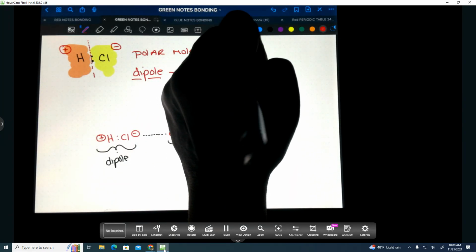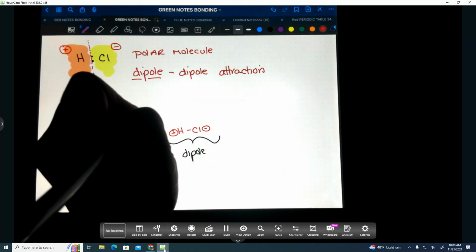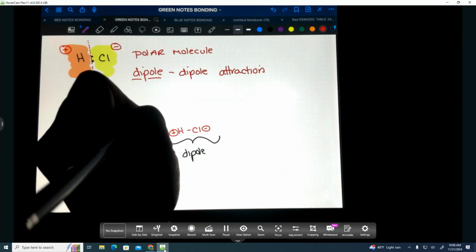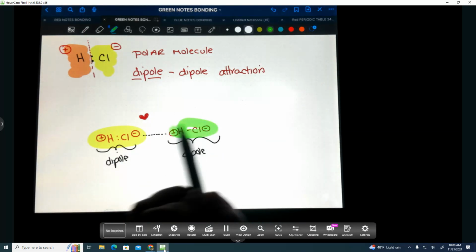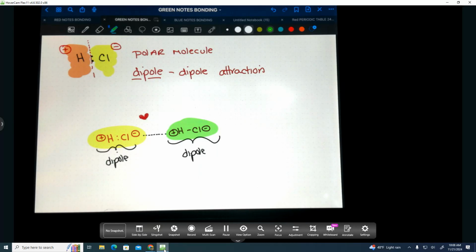I know. They are in love. I'll draw some hearts. This is not a bond. This is an intermolecular force of attraction, because here is the molecule, and here is another molecule. They are two molecules that are attracted to one another, holding on to one another. They are not intramolecular, not inside the molecule. It is between the two molecules. Dipole-dipole attractions occur between two molecules.